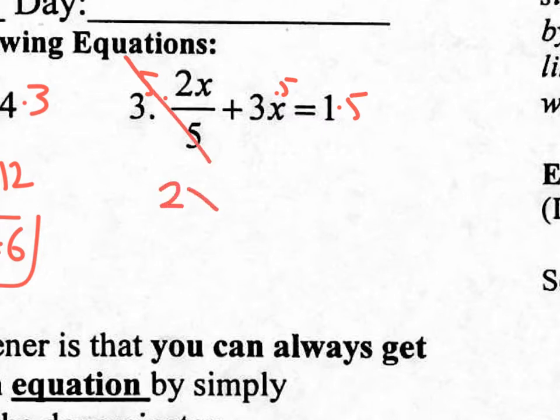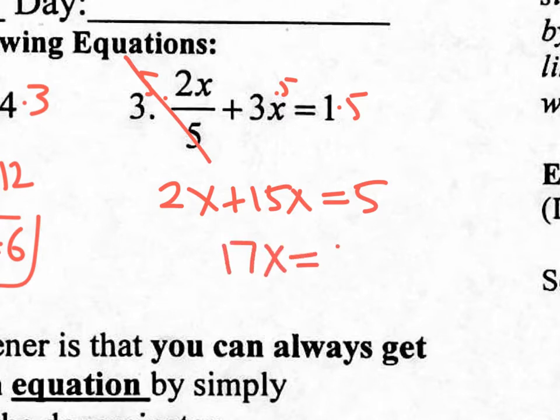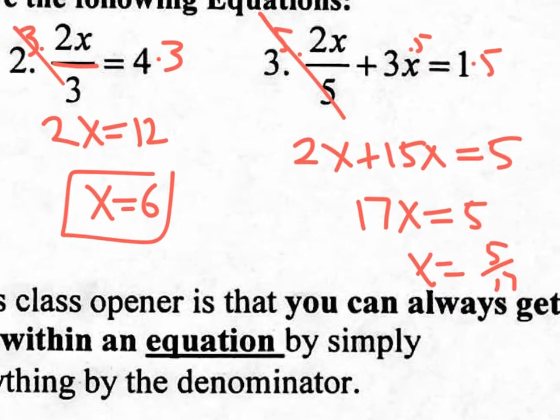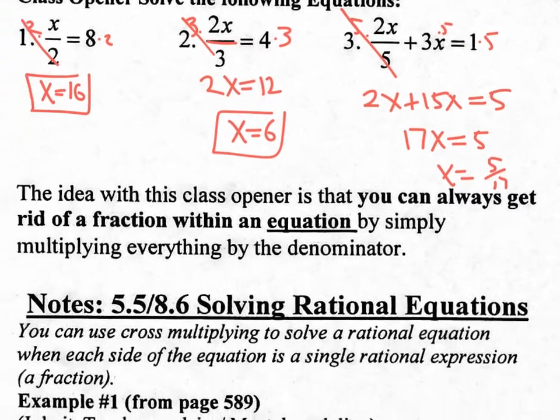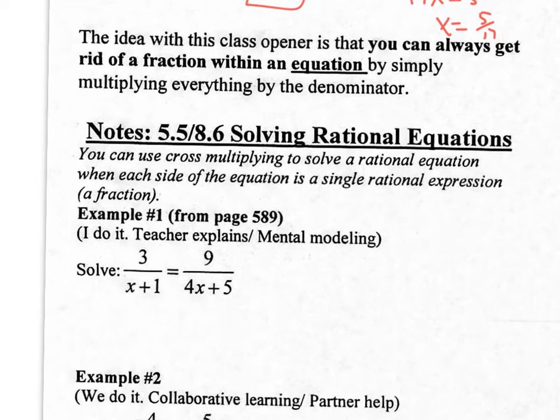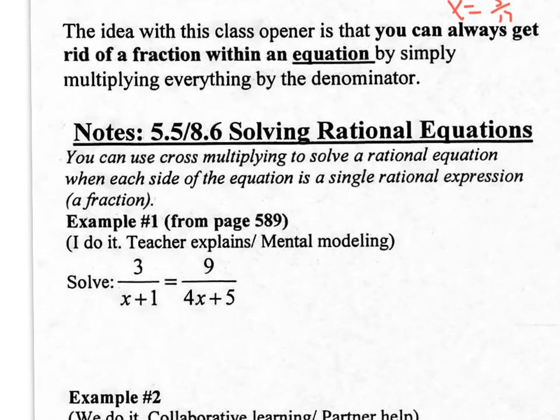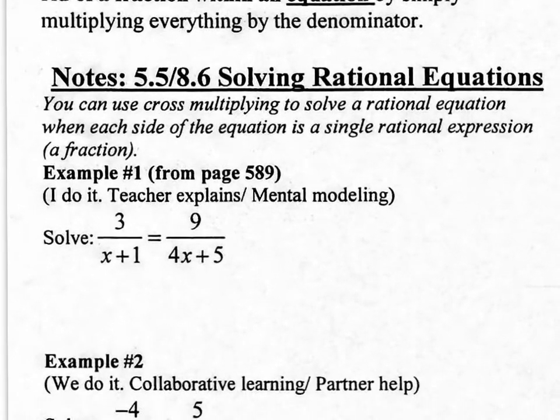You're going to have 2x plus 15x equals 5. And of course you could combine the 2x with the 15x and get 17x equals 5. And your final answer will be x equals 5 over 17. So this was a review of Algebra 1. And of course, the idea is to cancel out fractions by multiplying everything by the denominator.